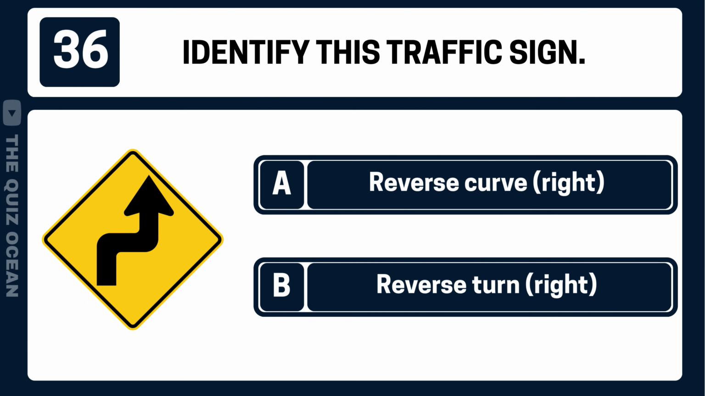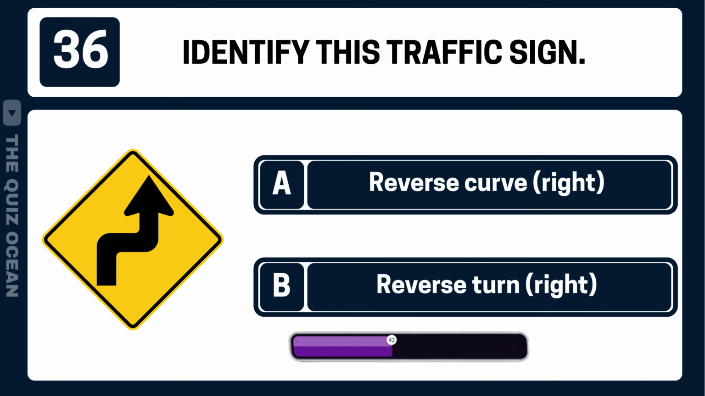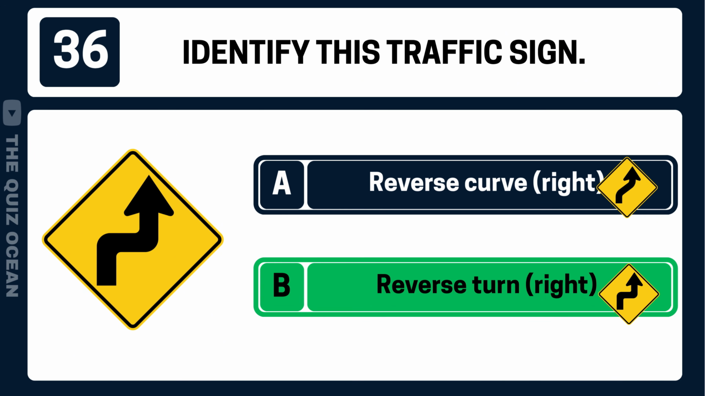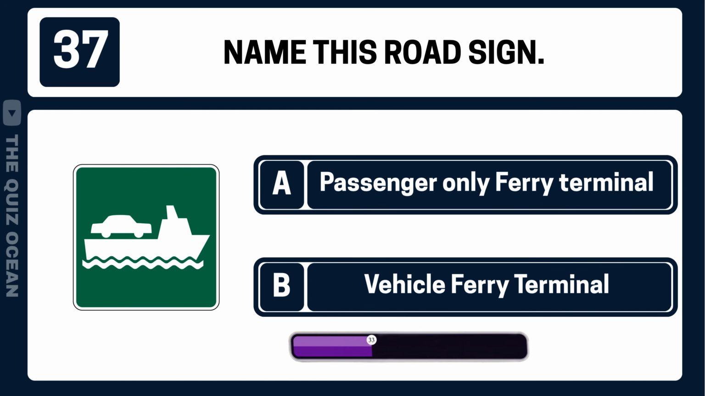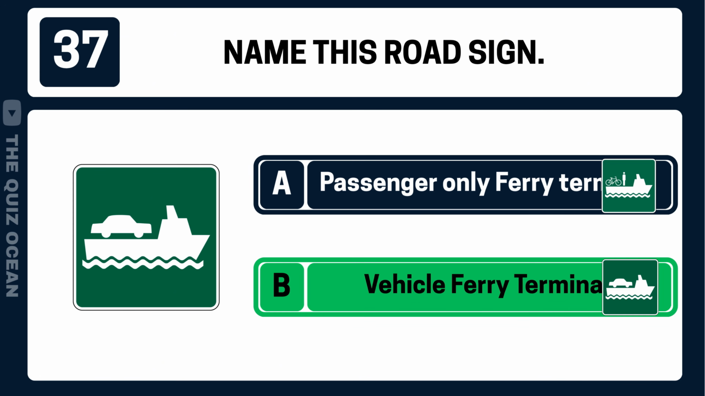Identify this traffic sign. A. Reverse curve, right. B. Reverse turn, right. Well spotted. It is the reverse turn, right sign. Name this road sign. A. Passenger only, ferry terminal. B. Vehicle ferry terminal. Right, it is the vehicle ferry terminal.